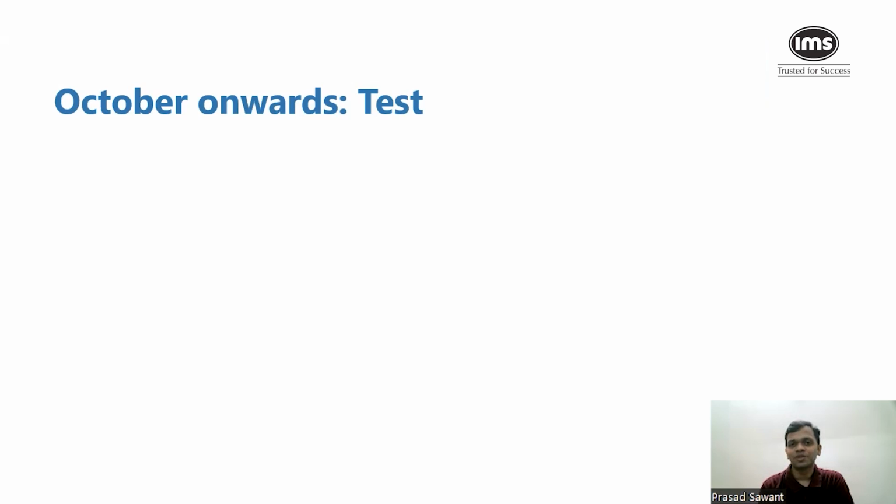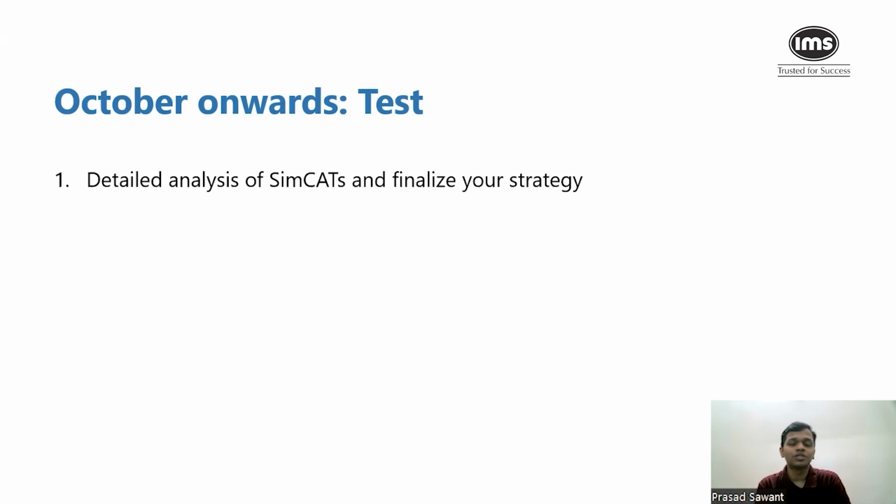So that brings us to the last 2 months, which is October onwards. Now the focus entirely is going to be on test taking. So start analyzing your SIMCATs really well. Of course, even in the previous months, you should have done it. But now your focus will start shifting towards understanding what is it that is going wrong and stopping me from achieving the score or the potential that I have. So the detailed analysis of SIMCATs at a question level is something that you should be doing.